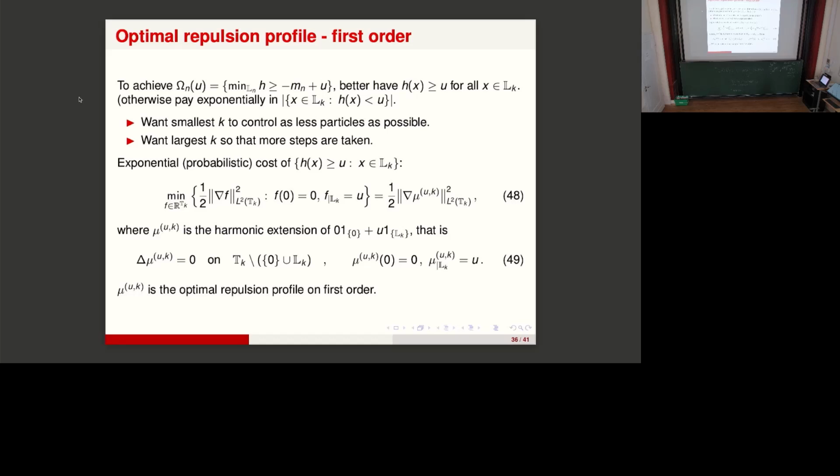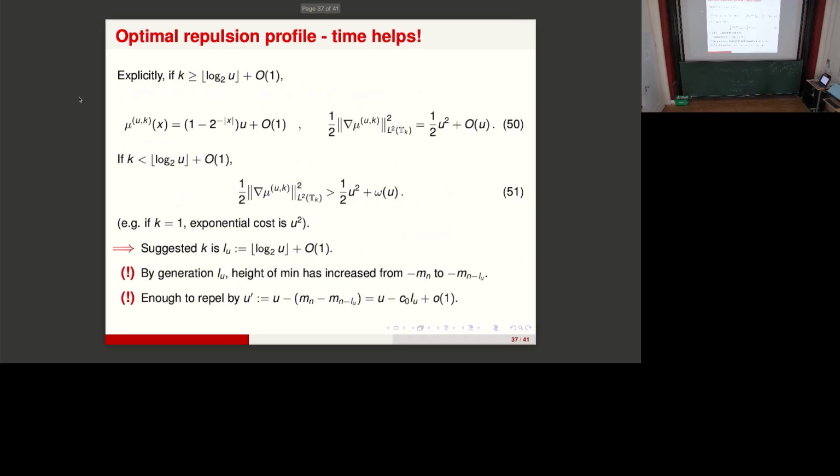Okay, so the optimal way to get from 0 to u, at a generation k, is to take the harmonic extension, the harmonic interpolation. And that's very easy on the tree. It's very easy to construct this harmonic extension explicitly, just by random walk on the tree estimates.